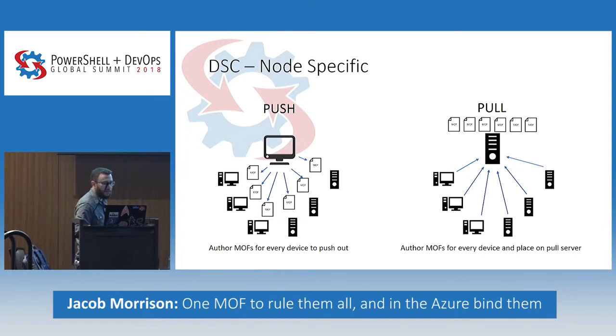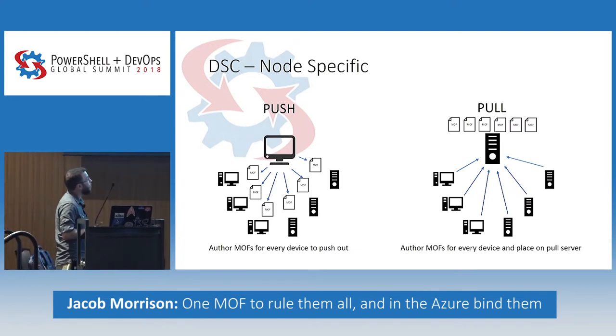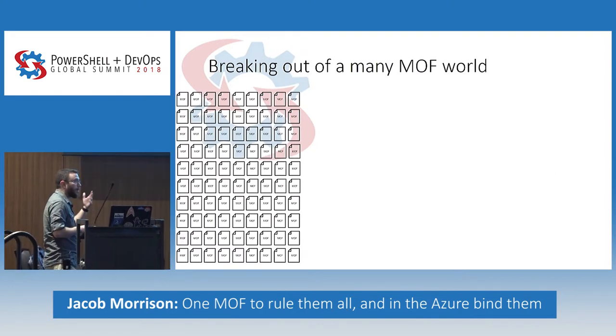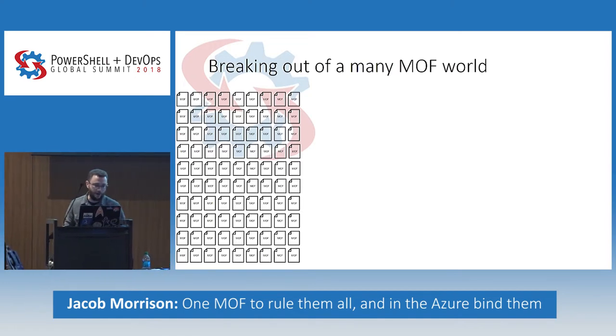So with that being said, this is probably what you're doing today, if you're interested in my particular talk. You're either using a push model, where you're authoring MOFs and pushing those respective hostname MOFs to their respective end user computers or servers, or you're using some type of pull method, either on-prem or in Azure Automation, again authoring those MOFs and they're pulling down their respective MOFs from that location. And you have something that probably looks a little bit like this, depending on how many devices you have in your environment, a MOF for every single node host name in your environment.